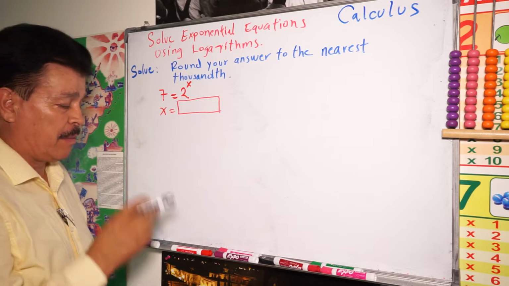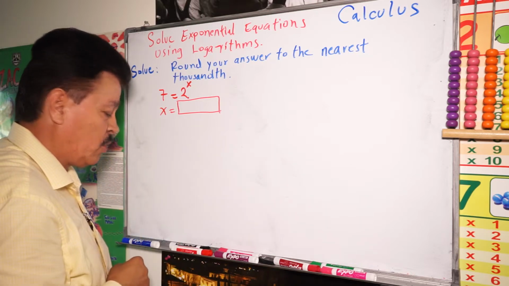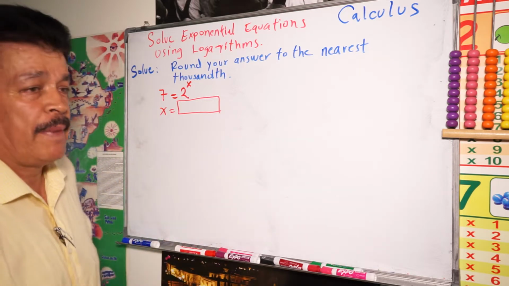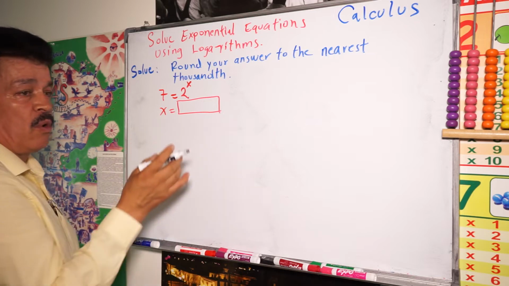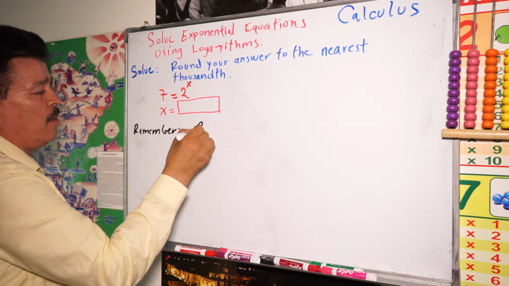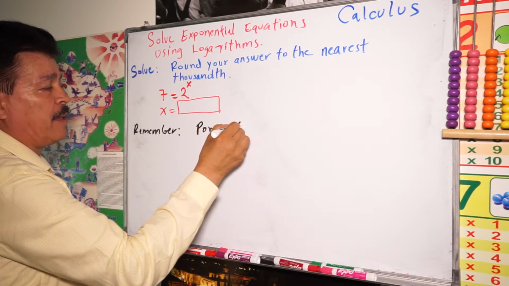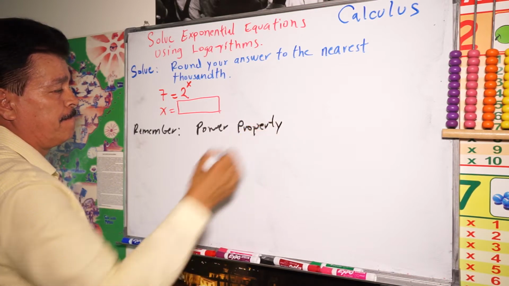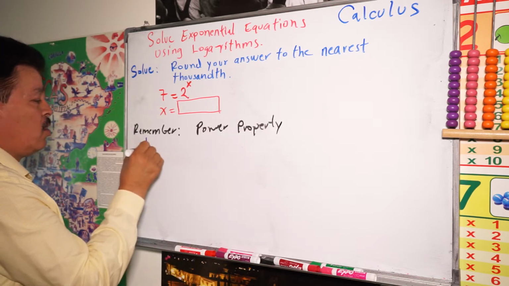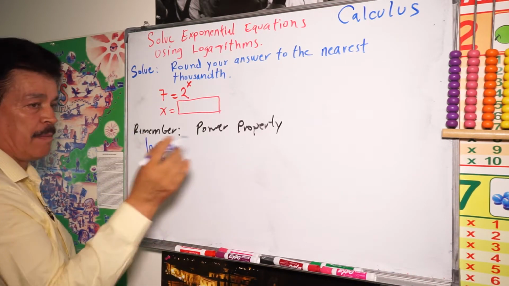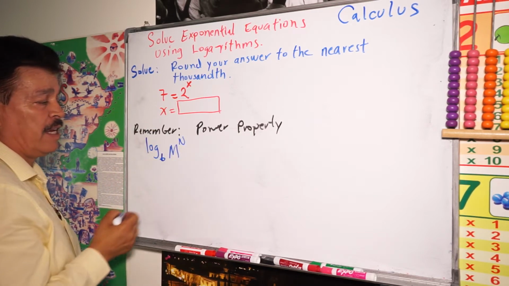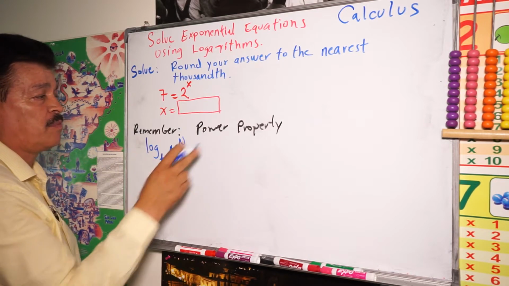We have one problem here, but before, as I used to do, remember the background. You have to remember the power property. Remember, if we have log b of m to the n, this is the power property.